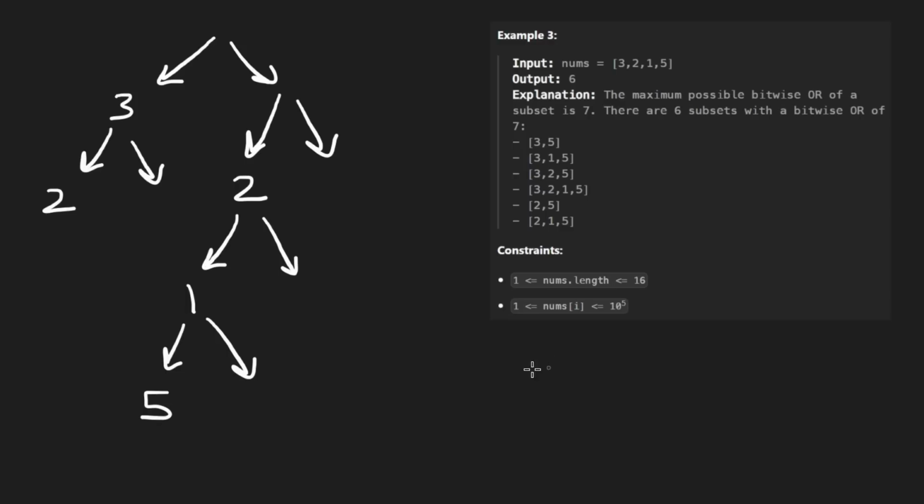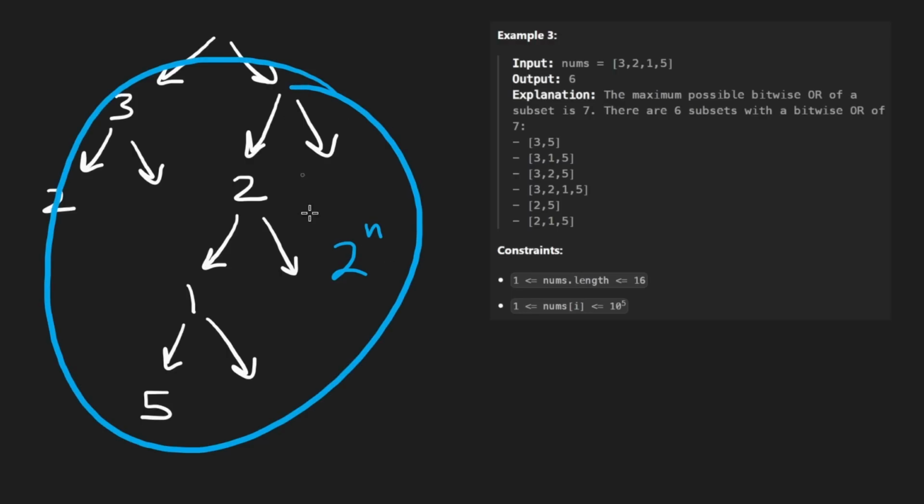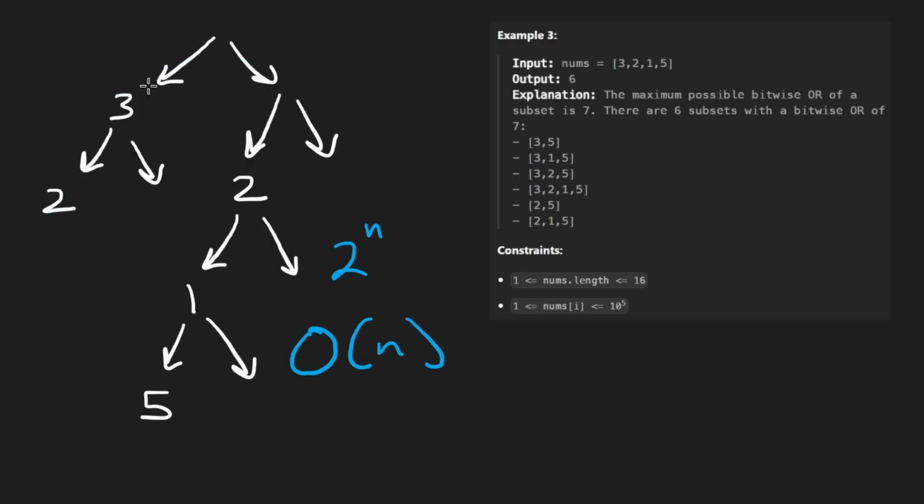In terms of time complexity, it's going to be 2 to the power of n because of this decision tree. The space complexity is going to be linear because of the height of this decision tree.